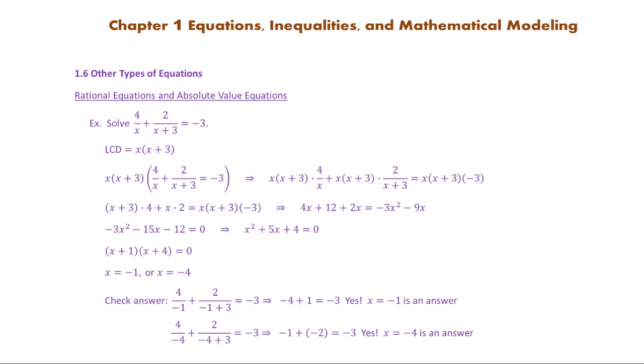All right, so just do it term by term on the left. In the first term, you can cancel x, so you're just left with (x plus 3) times 4. In the second term, you can cancel x plus 3, and you're just left with x times 2. Now if you distribute the 4 in the first term on the left, you get 4x plus 12, and you get 2x. On the right-hand side, you multiply x times (x plus 3) times negative 3.